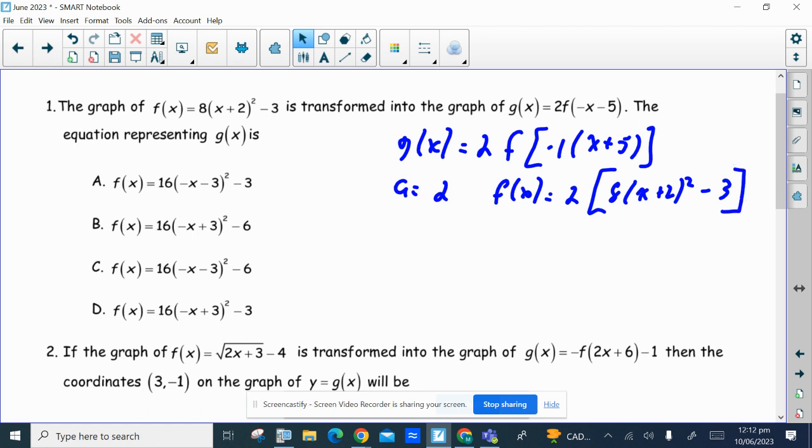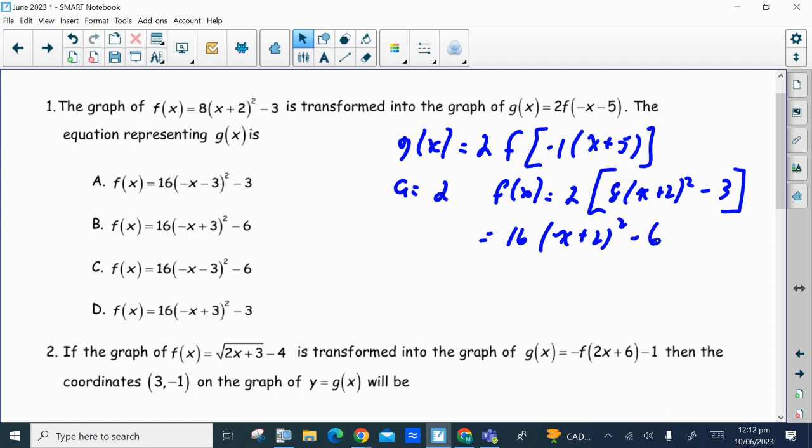And that function basically has two terms. The first term is 8 bracket x plus 2 all squared. The second term is -3. So in this case here, it'll become 16 bracket x plus 2 all squared minus 6.